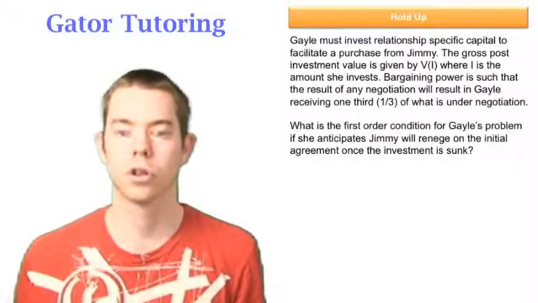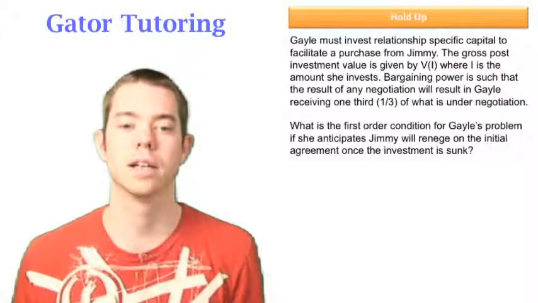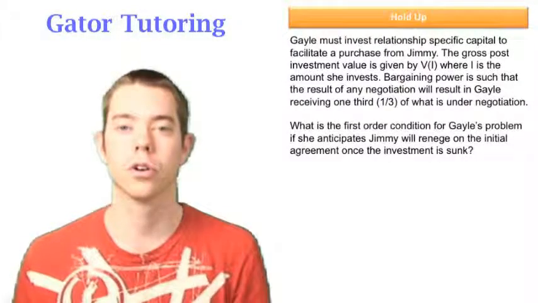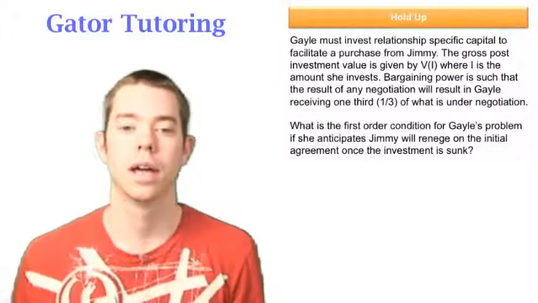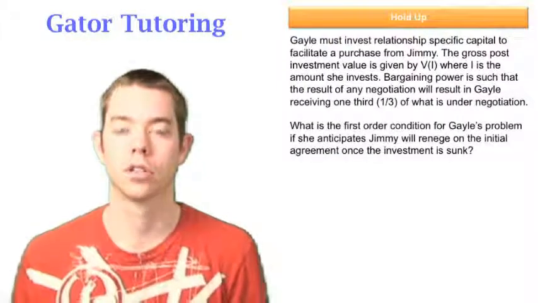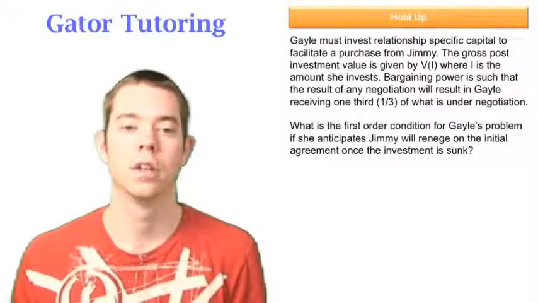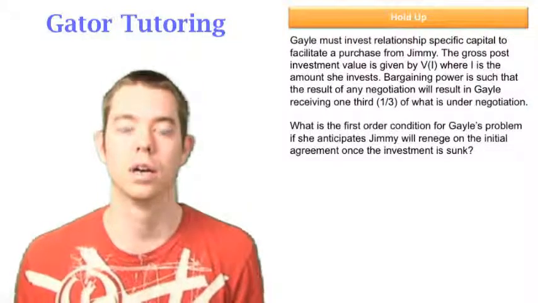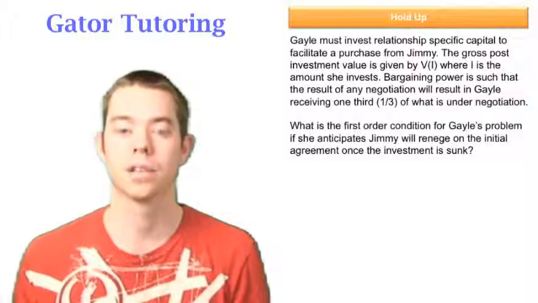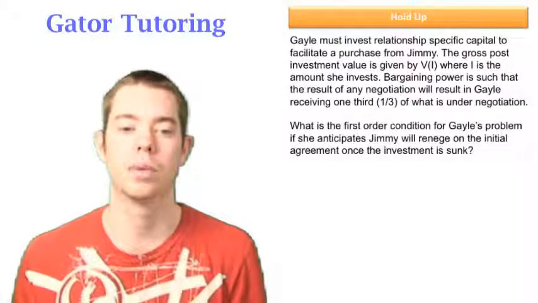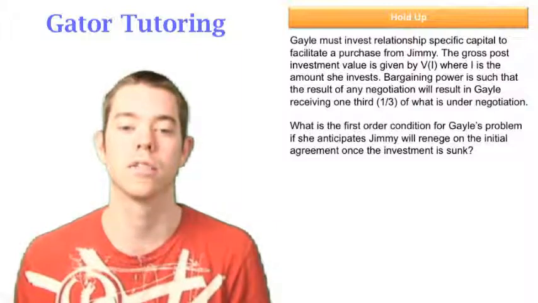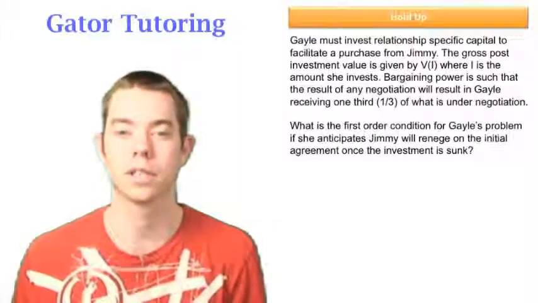This problem is very similar to another one that we've just gone over. It says that Gail will receive 1/3 of what is under negotiation or renegotiation, and Jimmy will receive 2/3. And this is a holdup problem because we see that the value that they can create is some function of the amount they invest. The question says, what is the first order condition for Gail's problem if she anticipates Jimmy will renege on the initial agreement once the investment is sunk?